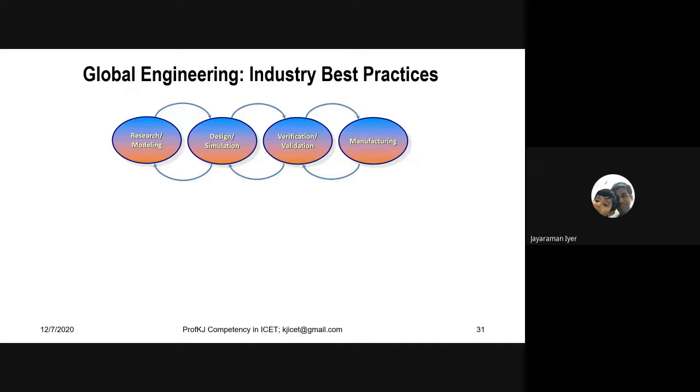So now I'll come to the point. The industry practices are research, modeling, design, simulation, verification, validation, manufacturing. So what do our students need? Our students should be able to do design, simulation, verification, validation, and complete these within no time.